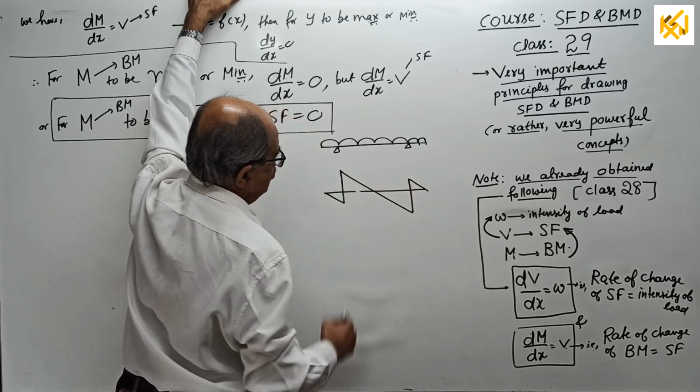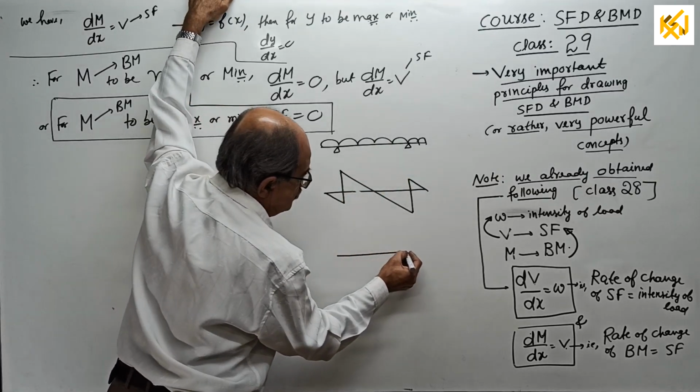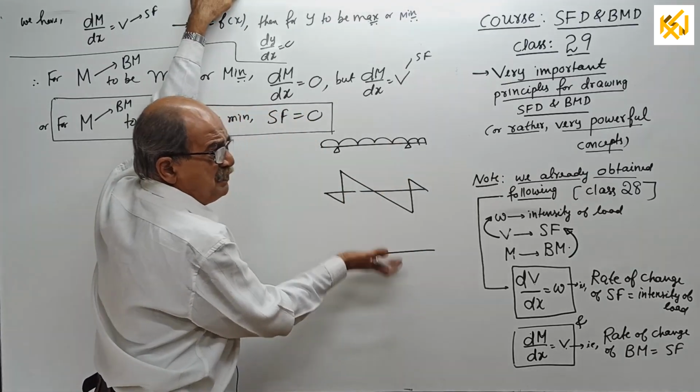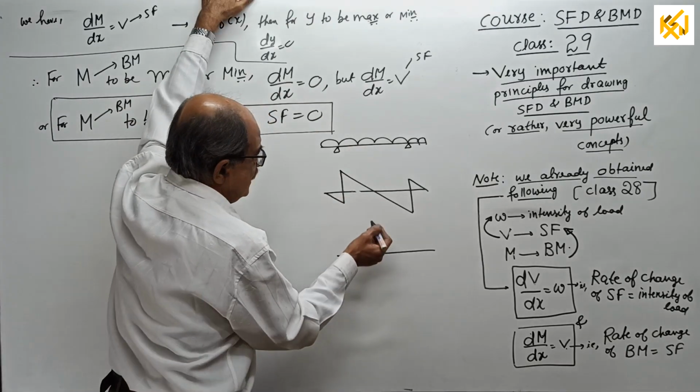It will come like this. You never bother, it will come later. Now, I will draw the bending moment diagram. I will draw positive on the upper side. Later, the tension side will be separate. I will not write all the signs here.